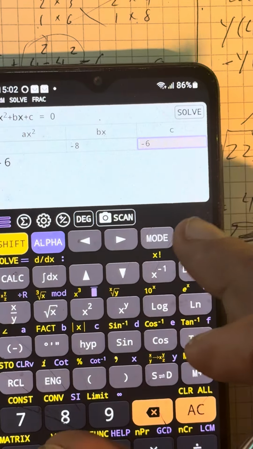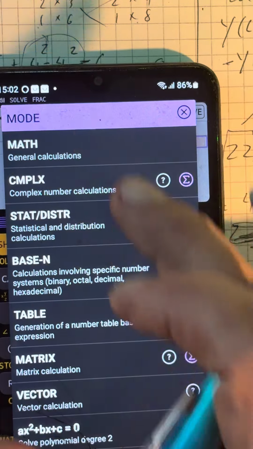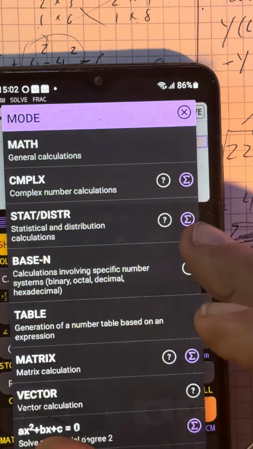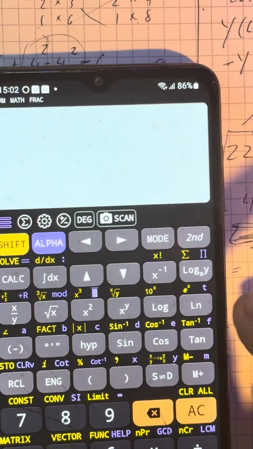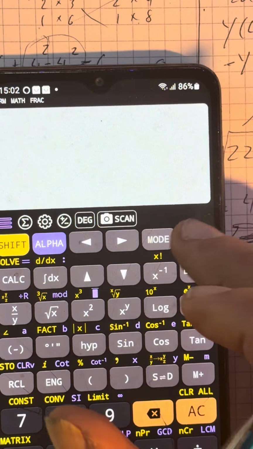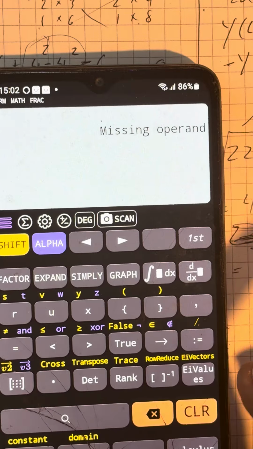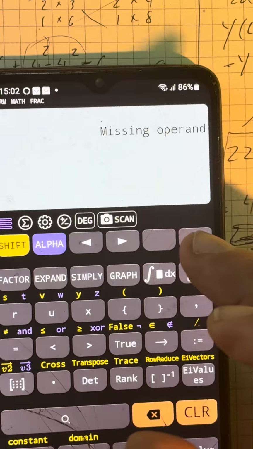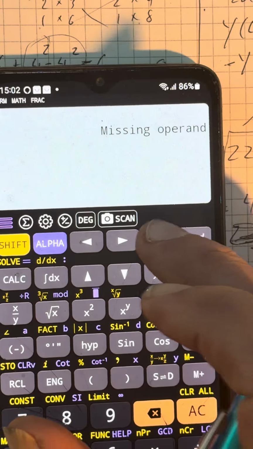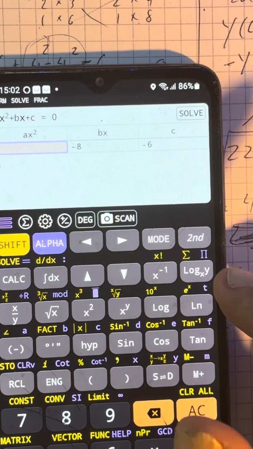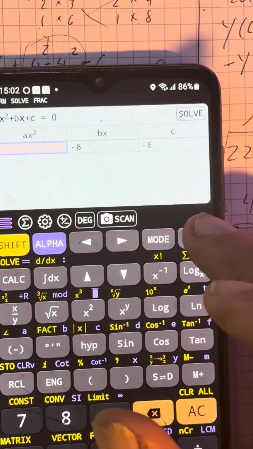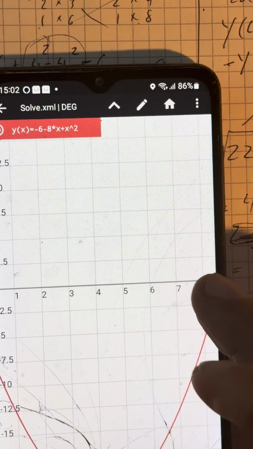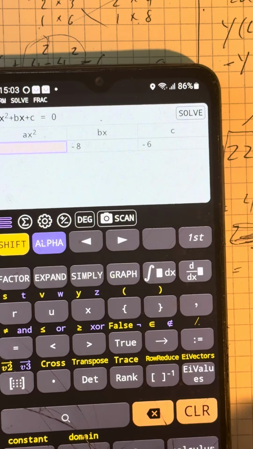Now we can graph it. We go to math mode, and we go to the second key, we go to graphics. I'm missing something. I have to go back to this mode here, and then I go to the second and go graph, and here it is.